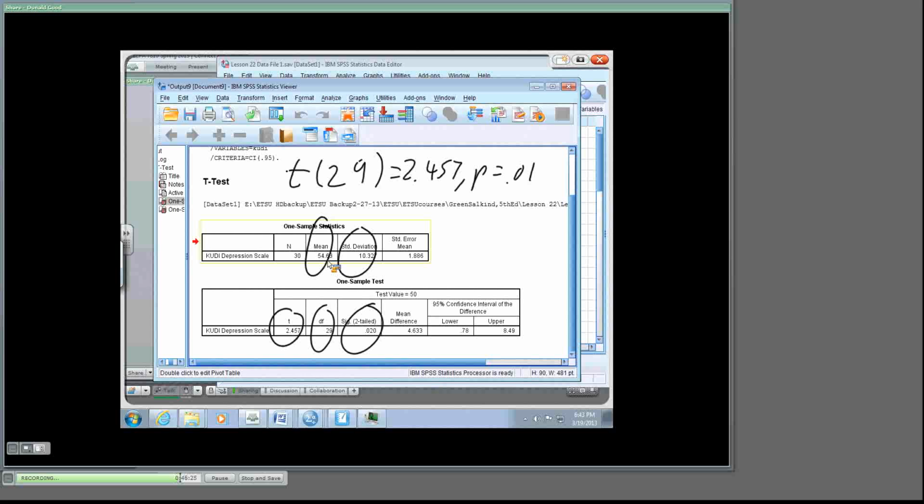Page 165. 165. Green and Salkind book, not the soft cover. Everything from a data set is in the Green and Salkind book. Okay.